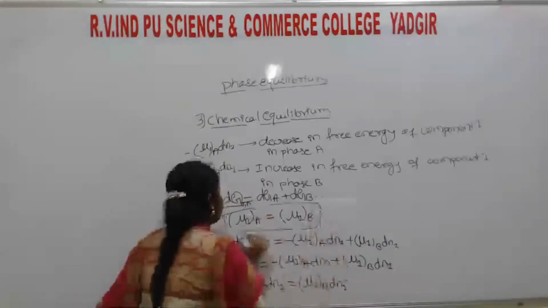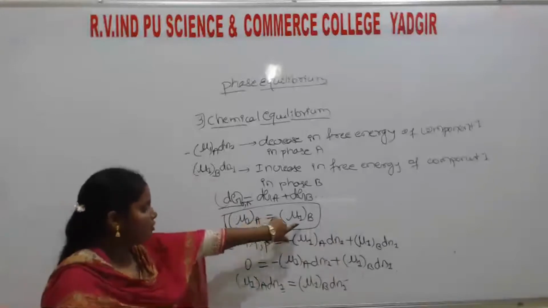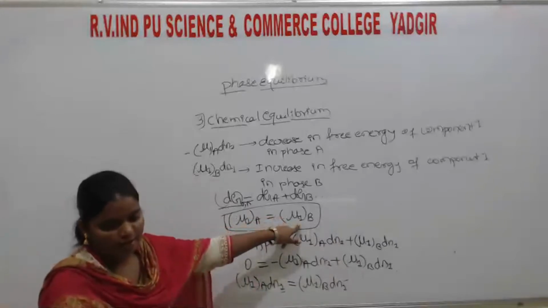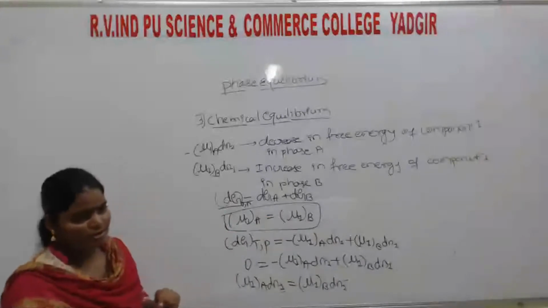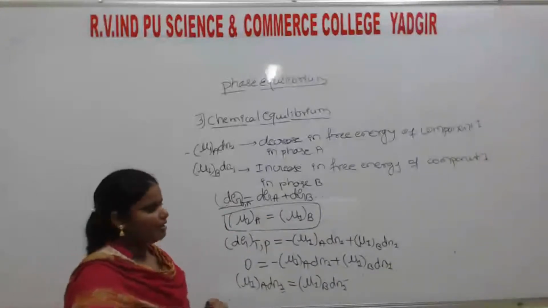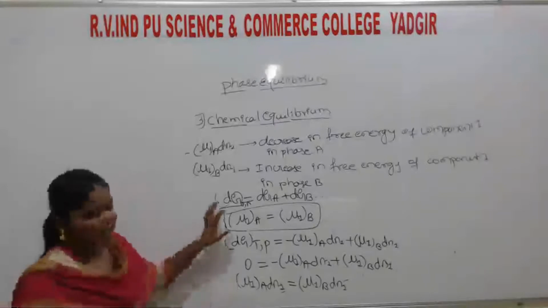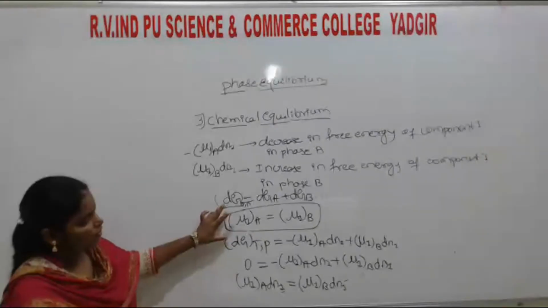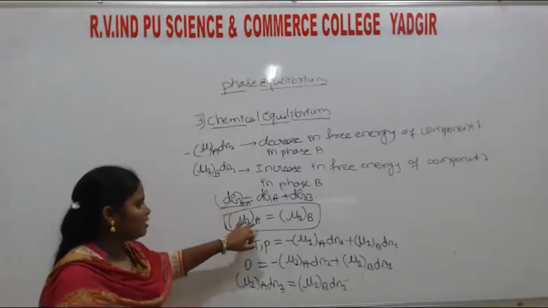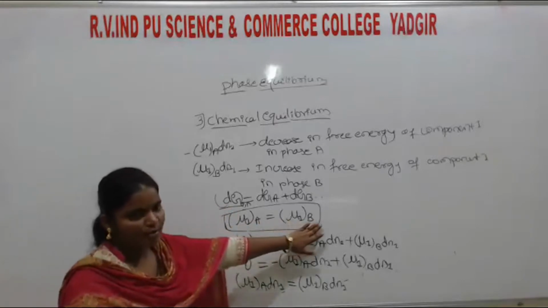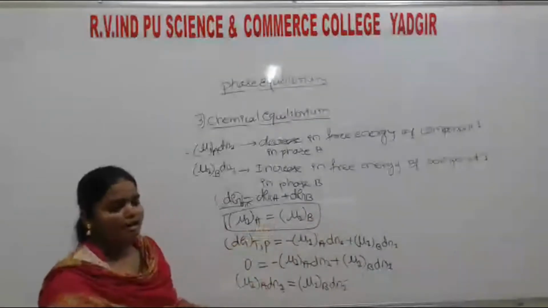The conclusion is that mu1A equals mu1B. The component is distributed in the different phases. In a multiphase system at equilibrium, with phases and component constant, the chemical potentials are equal. This holds for any number of phases.